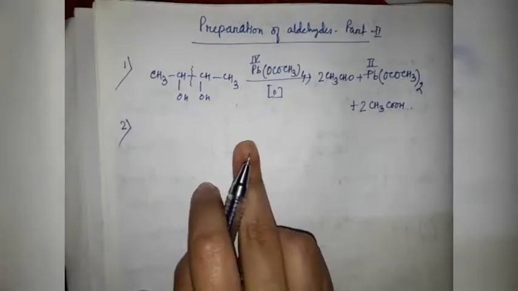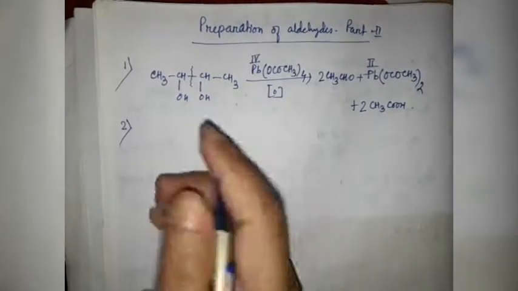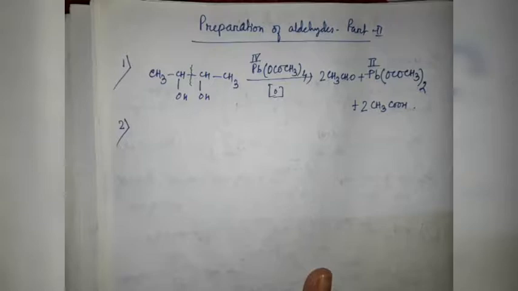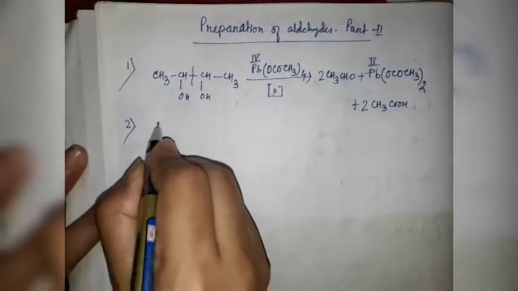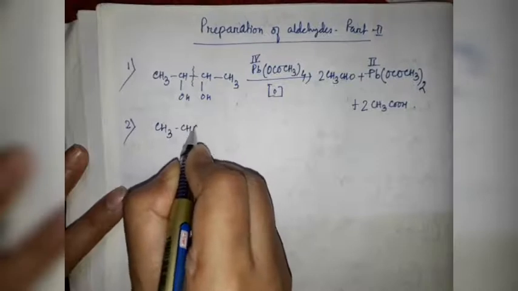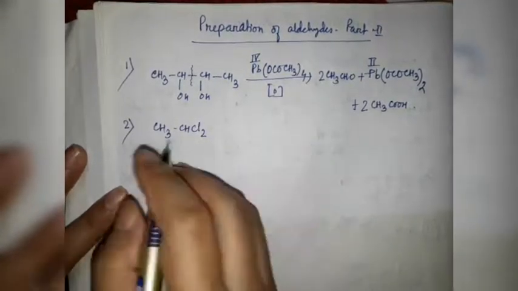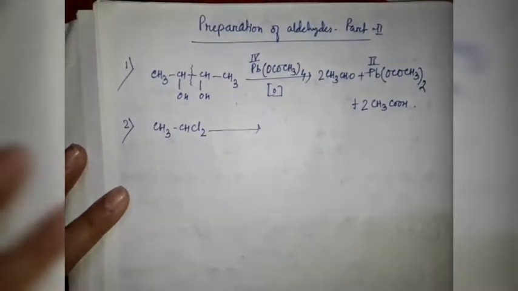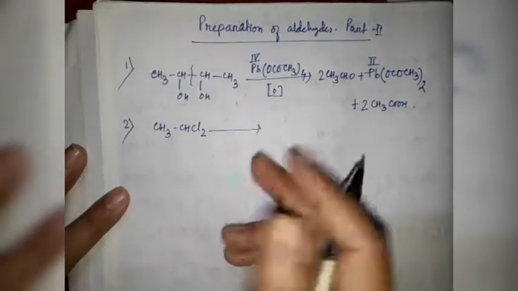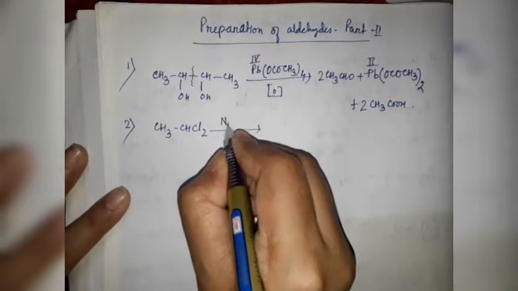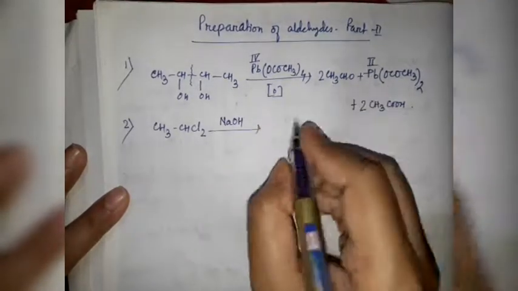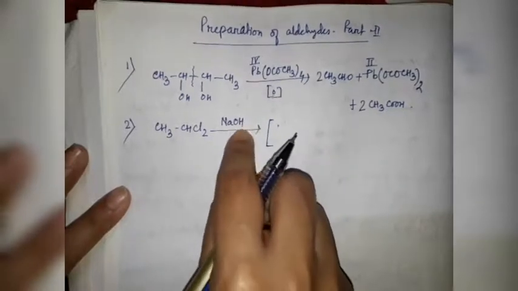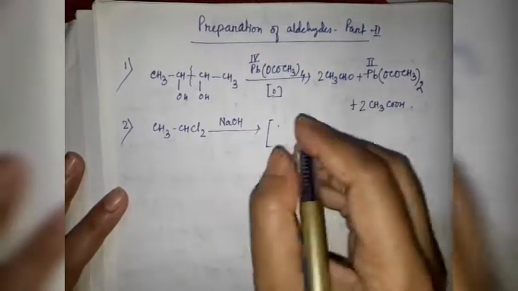Next is hydrolysis of gem dihalides. Gem dihalide means the halogen atoms are attached to the same central atom. Suppose this one, CH3CHCl2, this is known as ethylidene chloride. If we treat it with alkali, and it undergoes alkaline hydrolysis in presence of NaOH or barium hydroxide, then at first we will get an unstable diol because these OH groups will replace these chlorines.